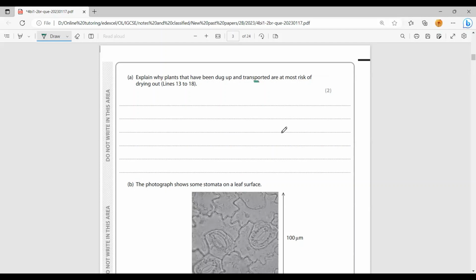Okay, so when they dig up the plant, they remove the roots from the soil in order to transport the plant to anywhere else. Sometimes when someone is growing a plant in a pot at home and the pot is small, when the plant grows up, they have to dig up the plant and put it or transport it to a wider pot. This can damage the roots, so the water will not be absorbed from the soil, and so of course the water lost by transpiration will not be replaced.